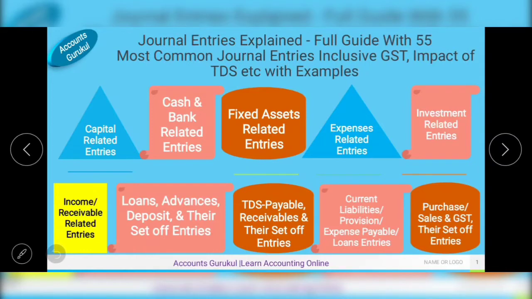So today we are here with a new video in which we are going to discuss the most common journal entries we use in daily accounting, inclusive of GST plus purchase return, sales return and inclusive of TDS as well. So we have identified the top 55 most common entries that are used in day to day accounting transactions, that we are going to discuss in this video.